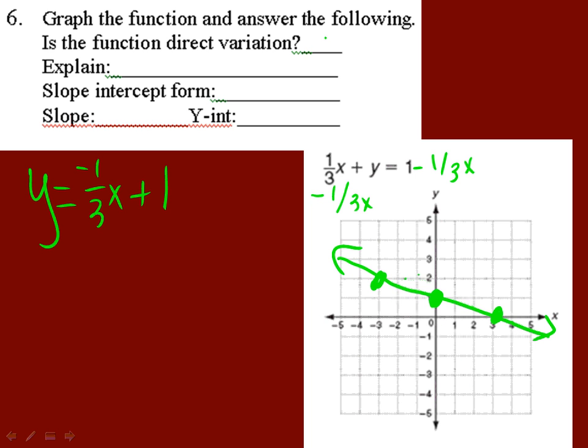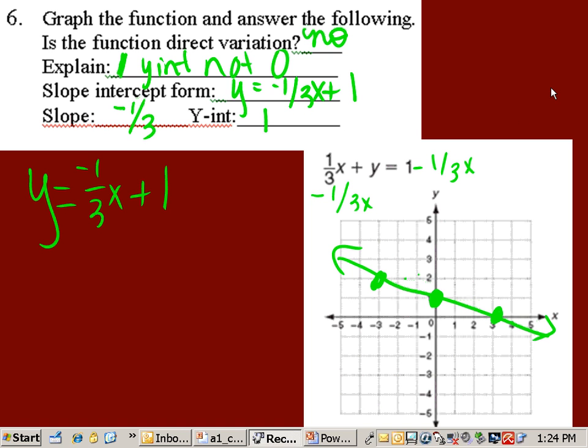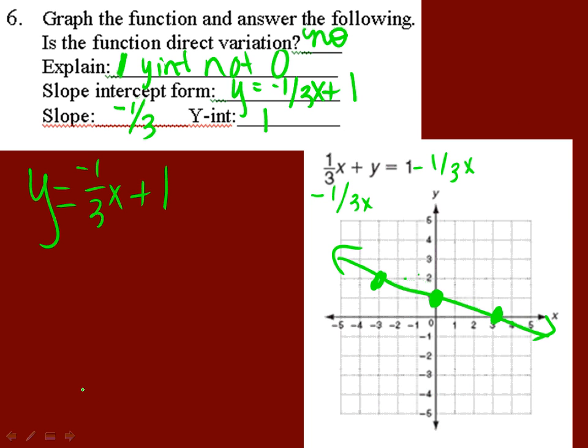Okay, is it direct variation? No. Why not? Okay, it's got a 1 for the y-intercept, not a 0. Slope-intercept form is y equals negative 1/3 x plus 1. What's the slope? Negative 1/3. What's the y-intercept? 1.